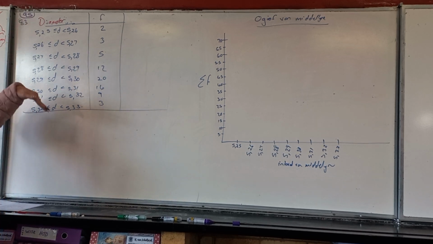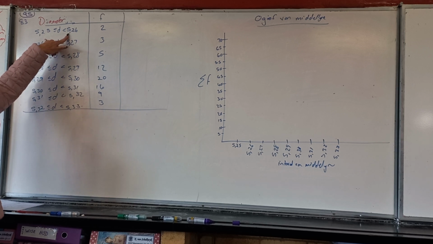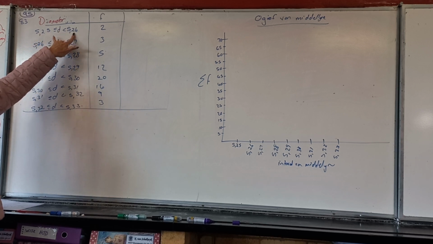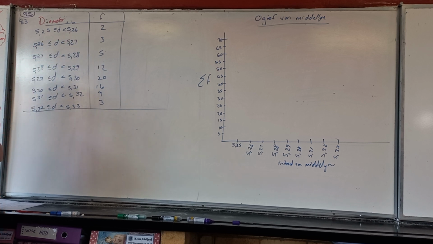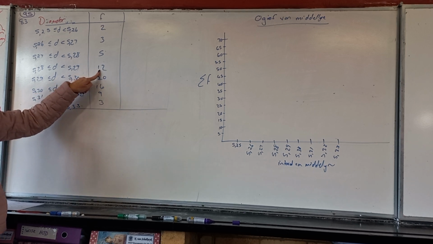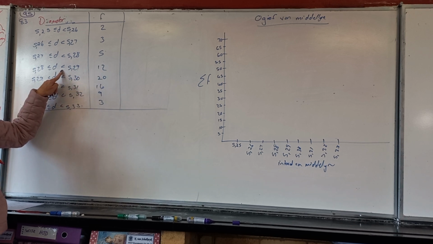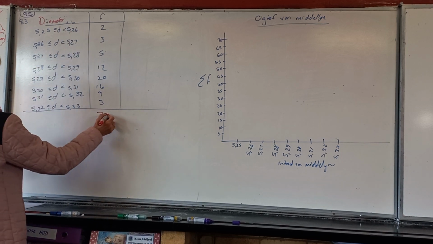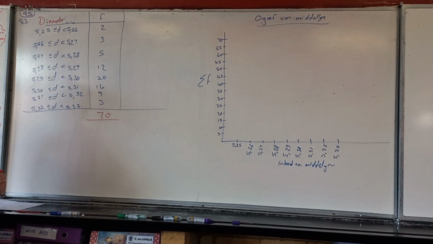And they saw that this was in centimeters, the distances between 5,25, 5,26, 5,26, 5,27, etc. Very small differences, and they saw that, for instance, there were 12 of those components that had a diameter between 5,28 and 5,29. What was the total here? 70. All right.